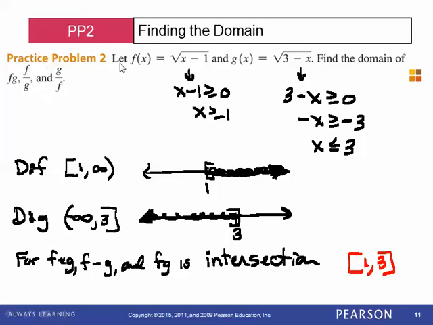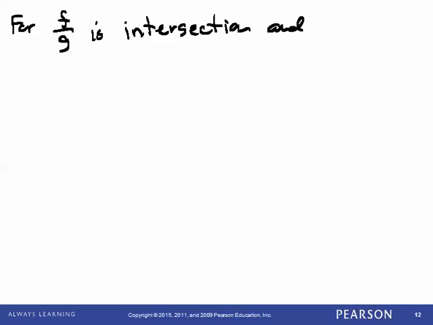So now practice problem number 2 deals with this one here, f divided by g. What's the domain of this now? What happens if you're dividing by g? How do the things change? So for f divided by g, it is the intersection. There's one little component added, and g cannot equal 0. So it's only one little point.